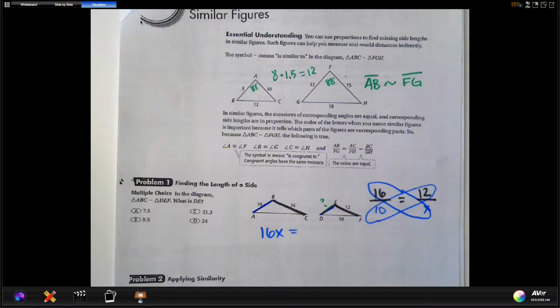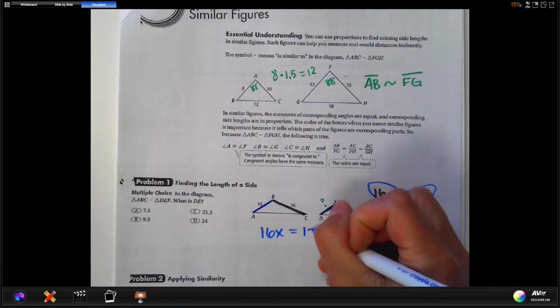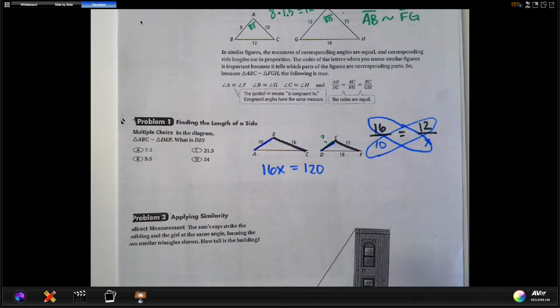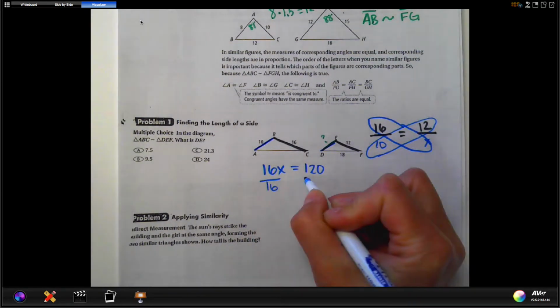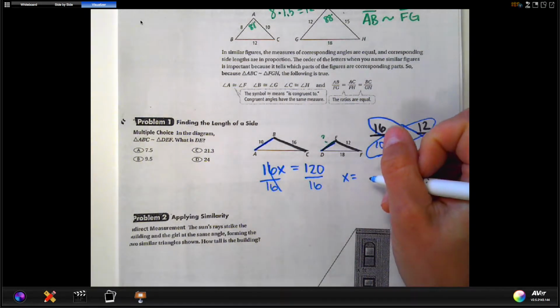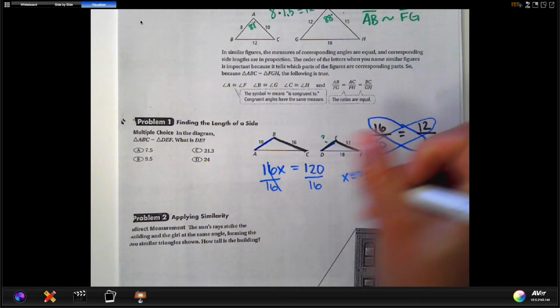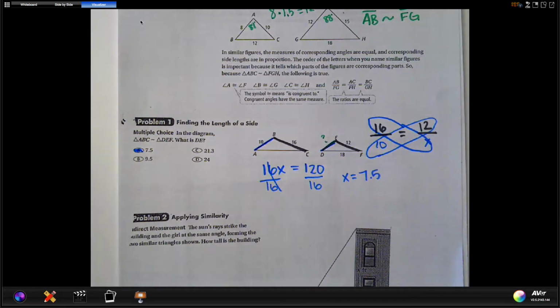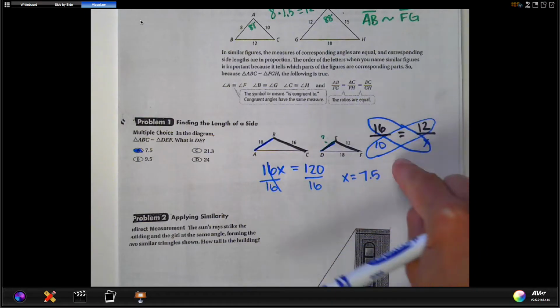120. And I told you guys you could skip that step, right? If you know 10 times 12, just go ahead and put 120. And then what do we do? Divide by what? 16. Good. We divide by 16, and X equals what? What is it? 7.5. And that's the correct choice here. So choice A would be our choice. I like that multiple choice. Okay, so that's one of the reasons we were learning proportions yesterday, is to do this. All right, let's do it again.